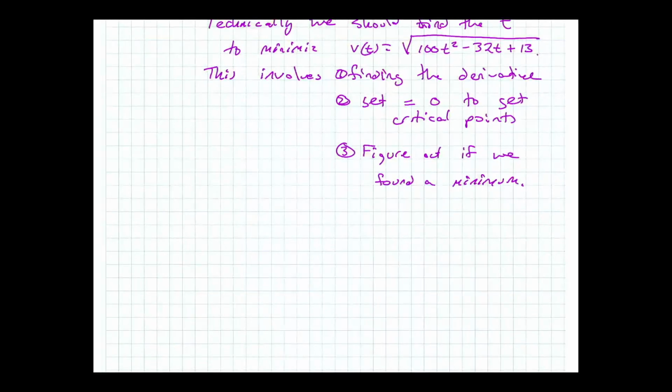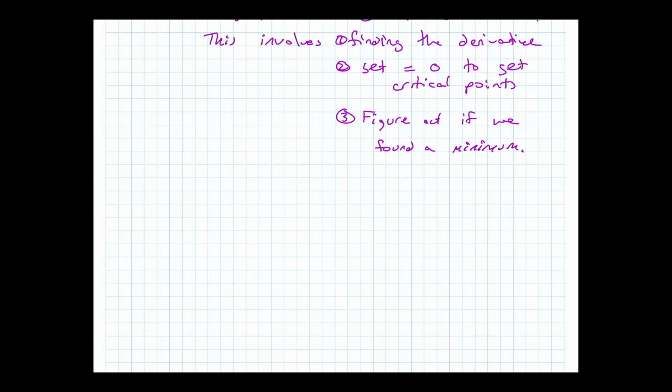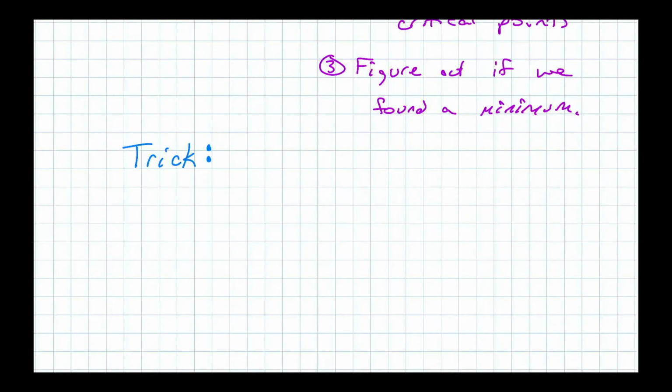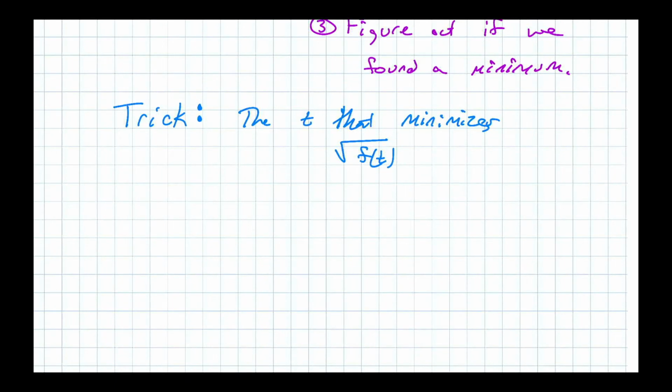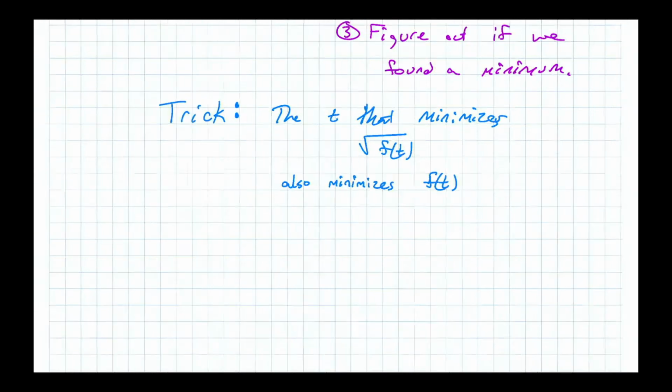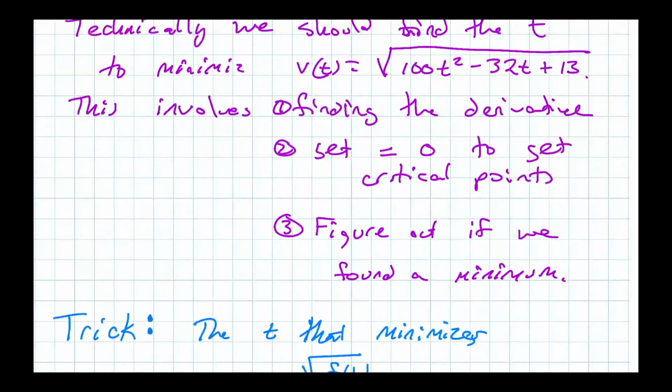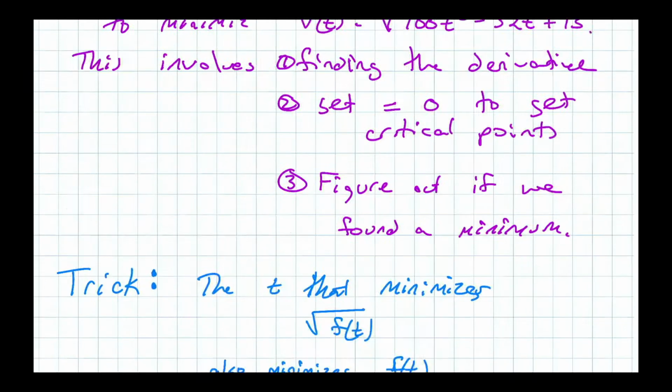But there is kind of a trick. And so the trick is this. The t that minimizes, let's say, a square root of some function, also minimizes just the function inside of the square root. And what that means is that basically you can just throw out this square root symbol if you want to in order to solve this problem easier.